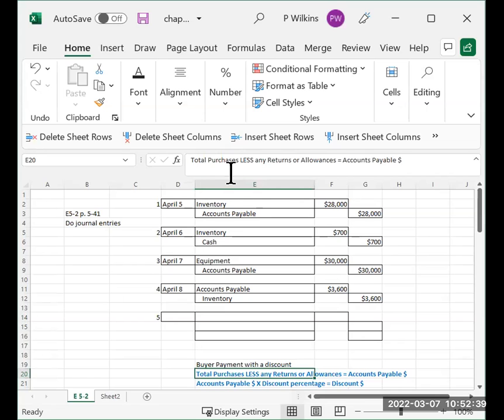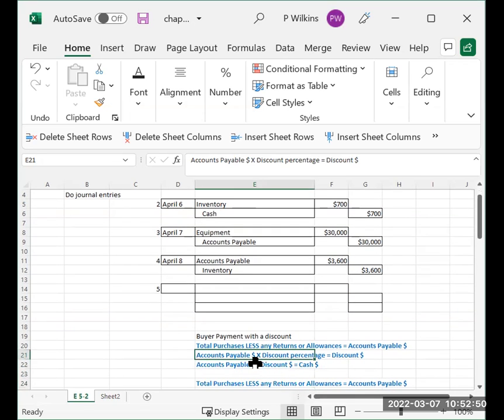It is total purchases less any returns or allowances gives us our accounts payable number. The accounts payable number times the discount percentage gives us the discount dollar amount. The accounts payable number minus the discount dollar amount gives us the cash amount. So we're going to figure this one out.